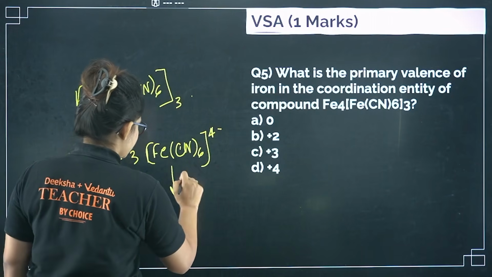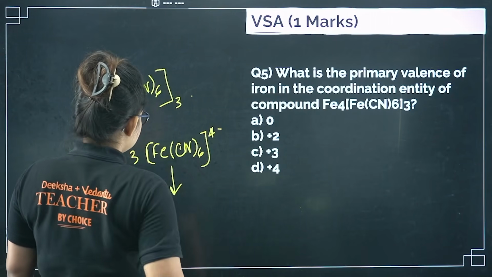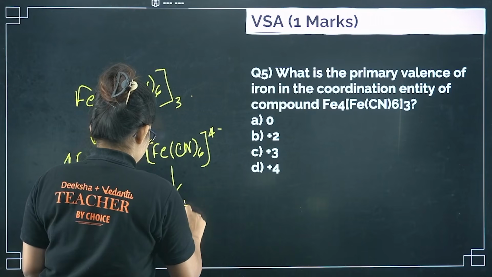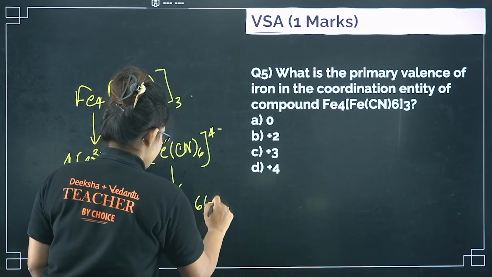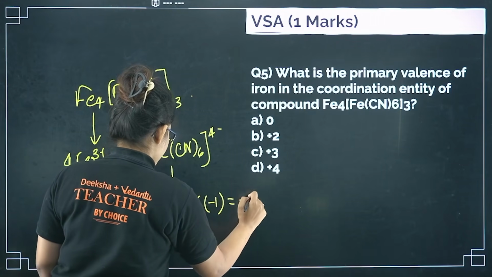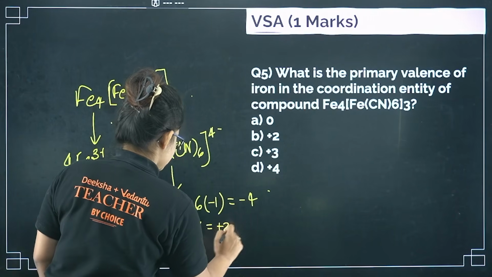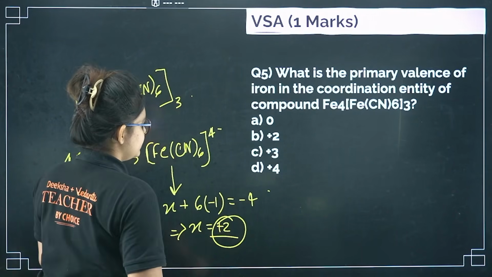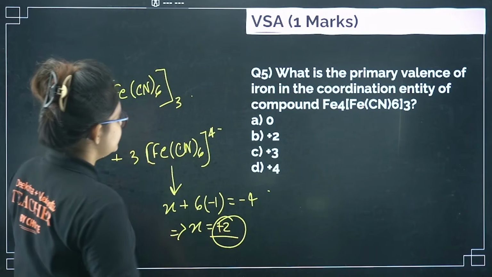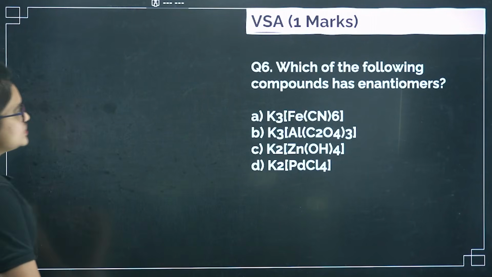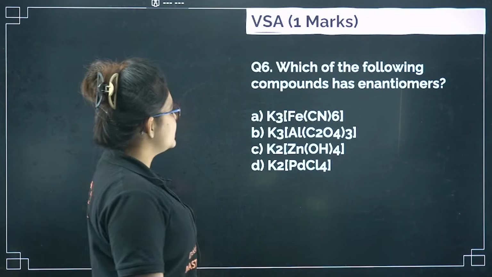Now, from this compound I can just find out the oxidation state. So, iron let us take it as X plus 6 into -1 for cyanide equals to -4. If you solve, X is coming as +2. So, oxidation number will be satisfied by the primary valency, +2 is going to be the answer. Clear? Let us proceed. Which of the following compound has enantiomer?